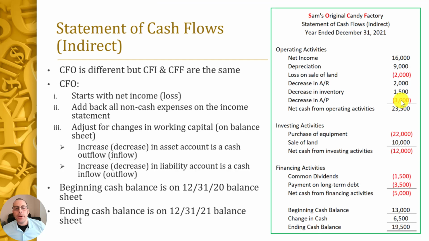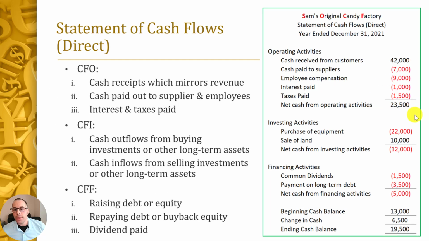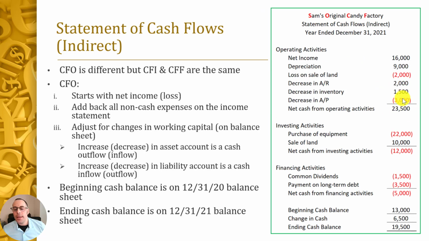So you can see operating cash flow was the same in the direct method. Here's the direct method, $23,500, and the indirect method. It's always the same. Even though we had a net profit of $16,000, we generated more cash flow. Let's go back to the direct method.